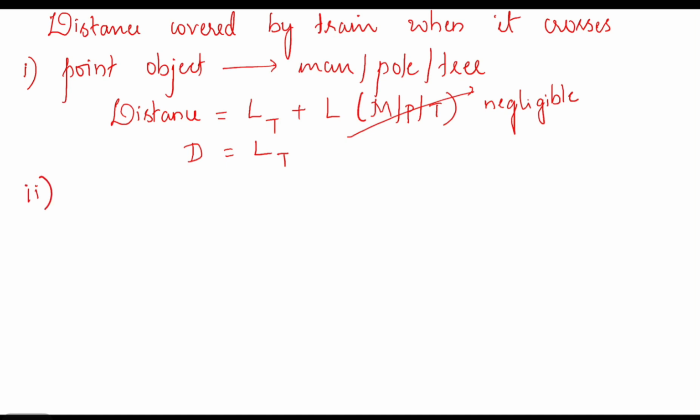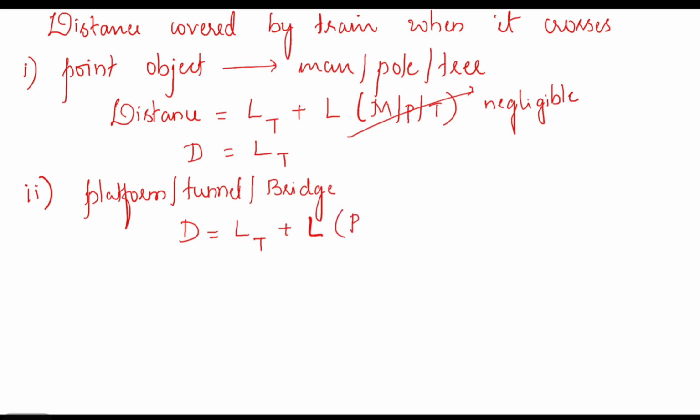Secondly, when the train crosses a platform or a tunnel or a bridge, that time the distance covered by the train is given by the length of the train plus the length of the platform or tunnel or bridge. Here in this case we cannot neglect the length of the platform or tunnel or bridge. We have to consider it. So distance is equal to length of train plus length of either platform or tunnel or bridge.